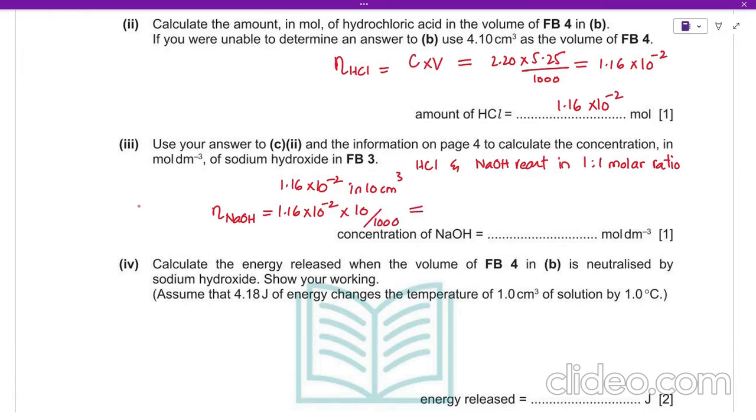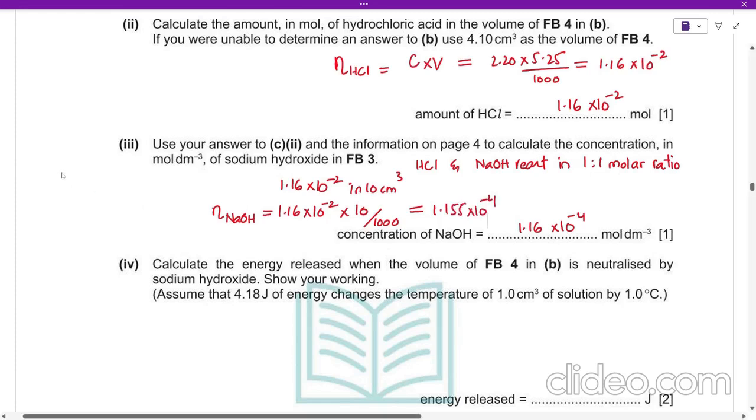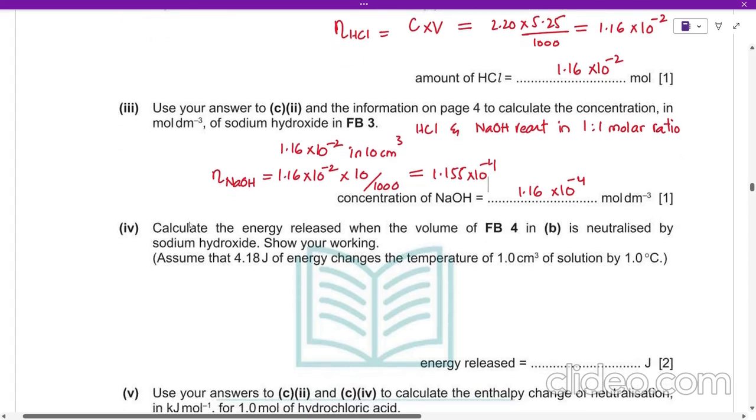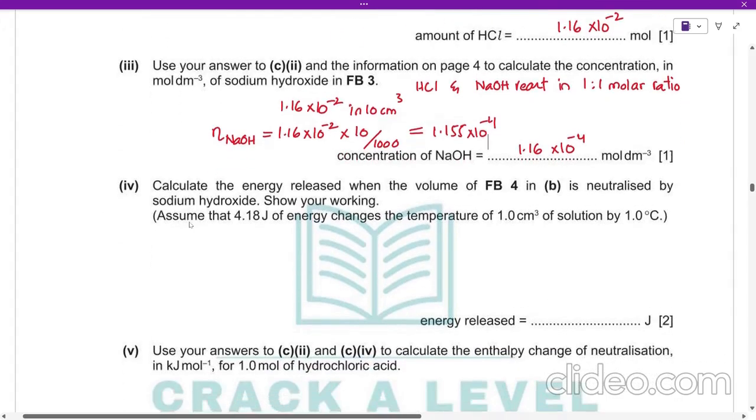So it will be about 1.155 into 10 power minus 4, which can be rounded off to three significant figures. Calculate the energy released when the volume of FB4 is neutralized by sodium hydroxide.